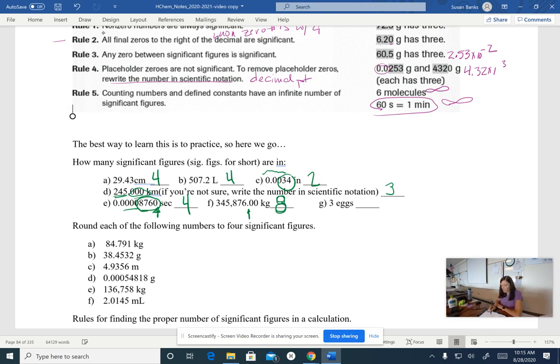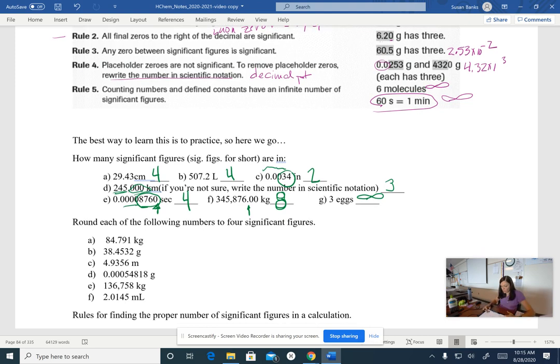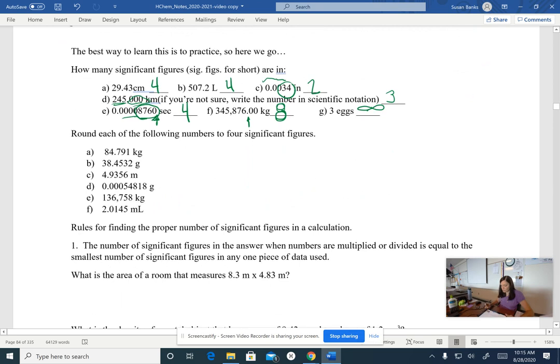Okay, and 3 eggs. I can count those eggs. 1, 2, 3. That is a counting number. So that means I will have an infinite number of significant figures. Okay? So let's practice how we're going to round things. We're going to use normal rounding numbers.